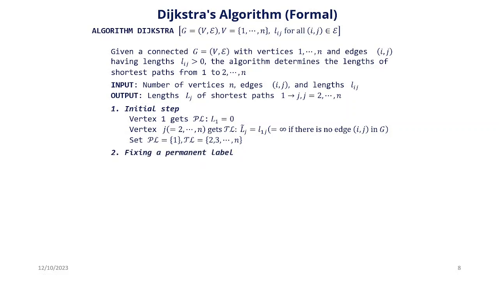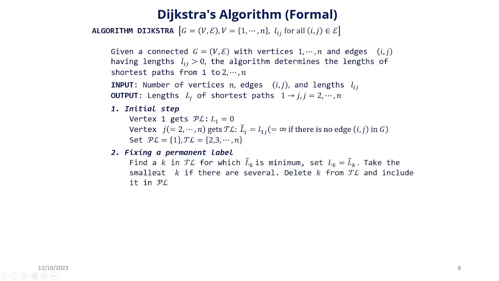So the next step is fixing a permanent label. Find K in the temporary label for which L K tilde is minimum and set LK to LK tilde. Take the smallest value K if there are several. Delete K from the temporary label and include it in the permanent label. If the temporary label set is empty, as there is nothing in the set of temporary labels, then output the permanent labels from L2 to Ln and stop. Otherwise, go to step 3.